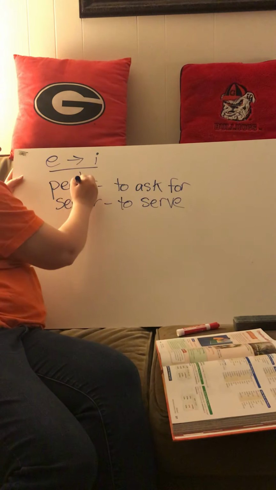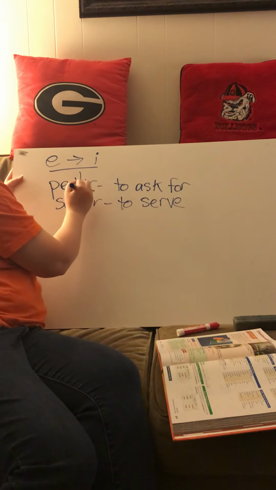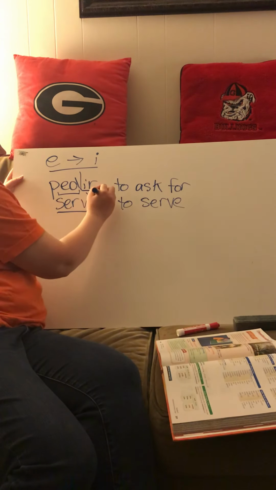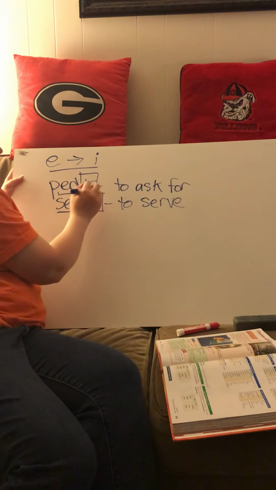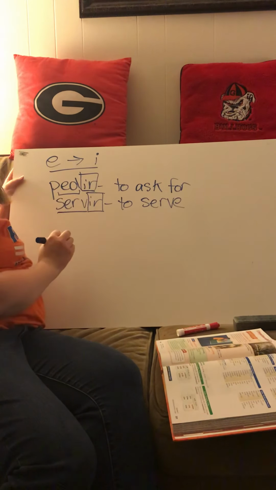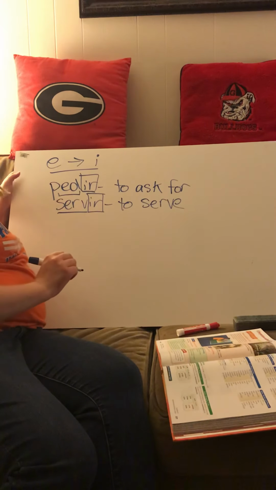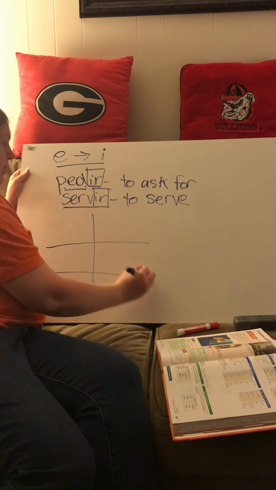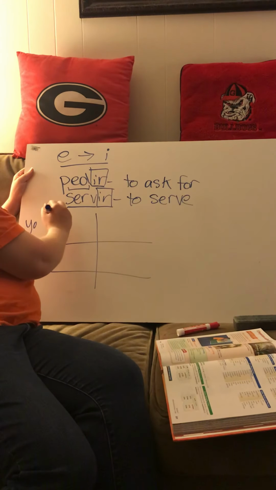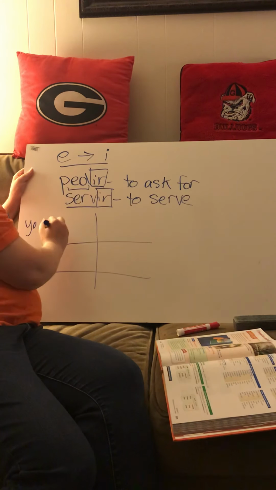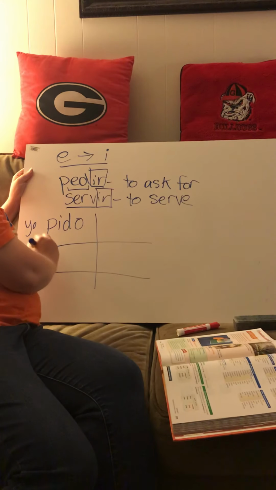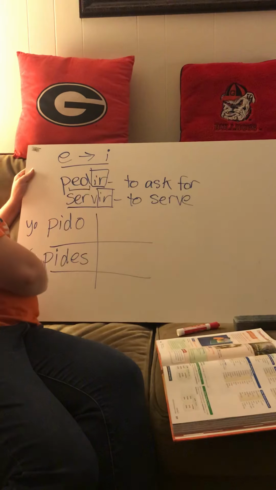Okay, now again, the stem is the part minus the IR. So this is the stem, and that's the ending. Stem, ending. Okay, so IR is the ending, ped and serv is the stem. So I'm going to do the verb pedir, to ask for. So I'm hoping you now know that this is yo. So yo, PED changes to PID. PID, O, to PIDES, because it's an IR verb.